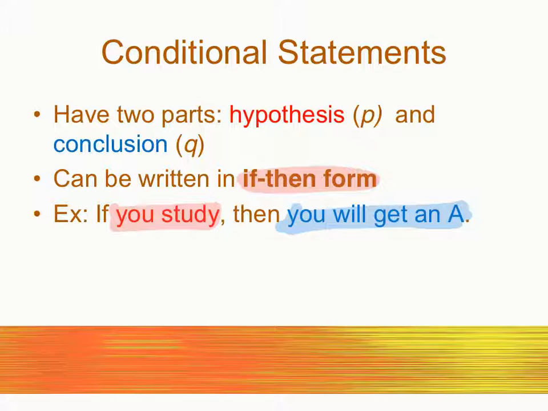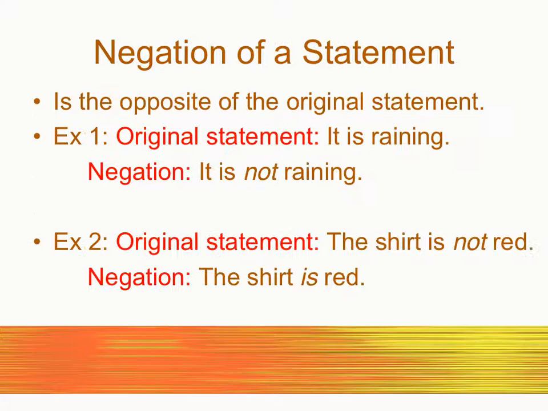Is this true? If you study, you'll get an A? Always? No, right? So it doesn't mean that an if-then statement can't be false. It's just that it's an if-then statement. So we will get into, is it an if-then statement, and then is it true or false, okay? So the negation of the statement is if it's false, okay? The original statement is it is raining. The negation is the opposite. It is not raining. So you literally just put the word not in front of it, or if the word is not there, then you take it out. Like, the shirt is not red. The negation of it is the shirt is red. So you're just stating the opposite.